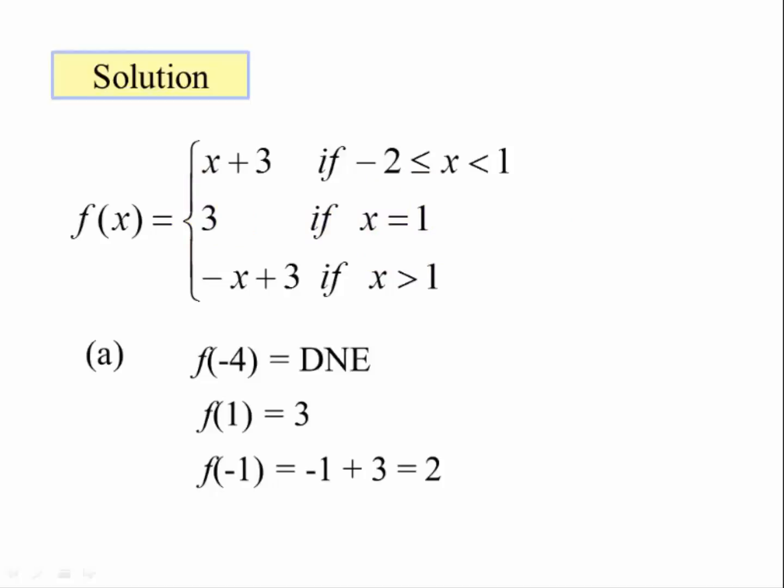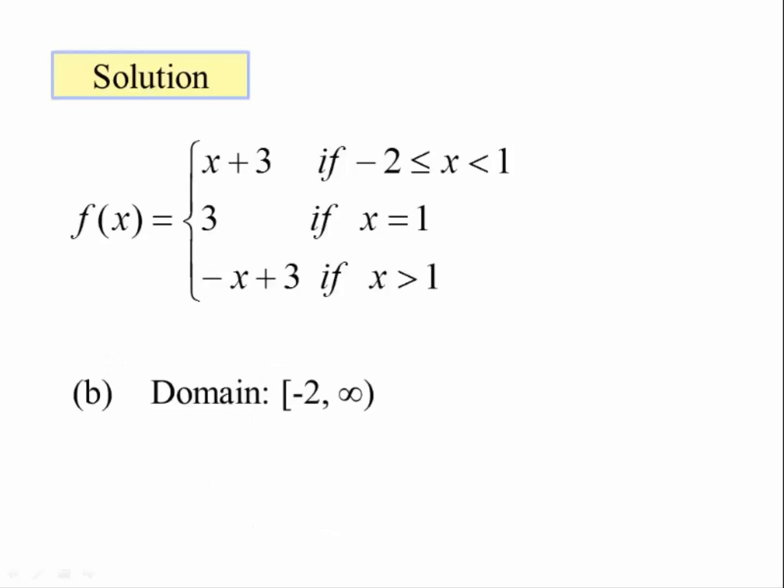F of -1 would fall into this region. So we use x plus 3. So that would be -1 plus 3, which is equal to 2. So f of -1 is 2. Then f of 3, 3 is greater than 1, so we use this piece. So this would be -x or -3 plus 3 equals 0.